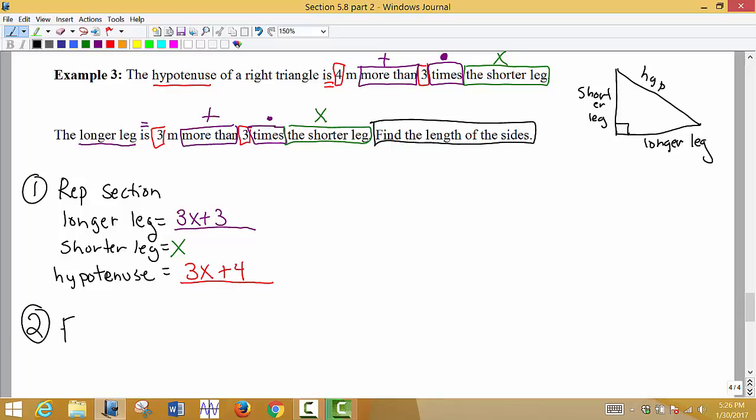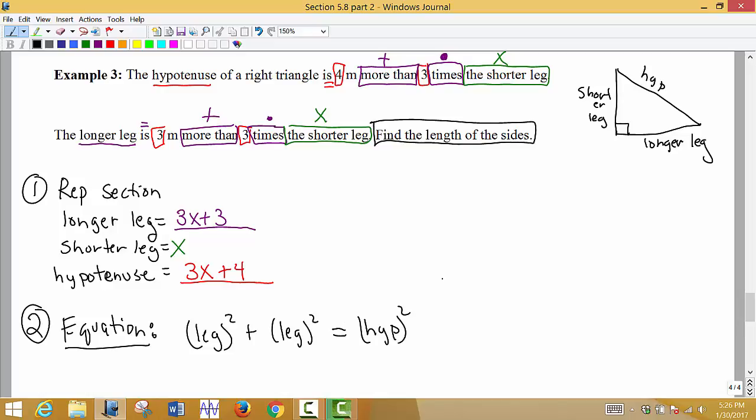Now that we have completed our representation section, we will form the equation. The equation that we are going to use is the Pythagorean theorem. The Pythagorean theorem says that if I take a leg and square it, and add it to the length of the other leg and square it, this will be equal to the length of the hypotenuse squared.